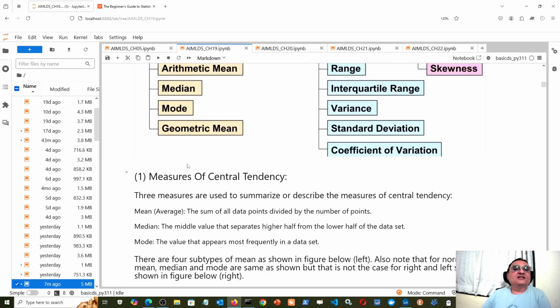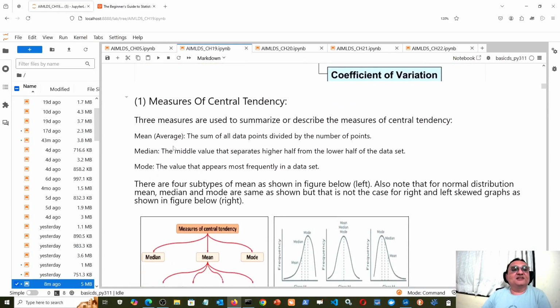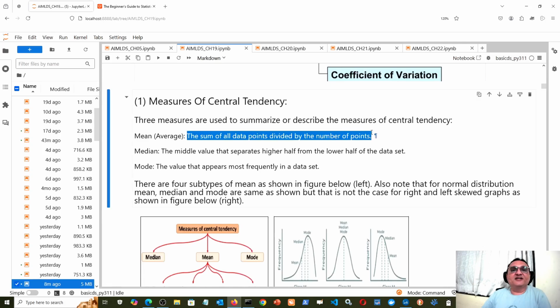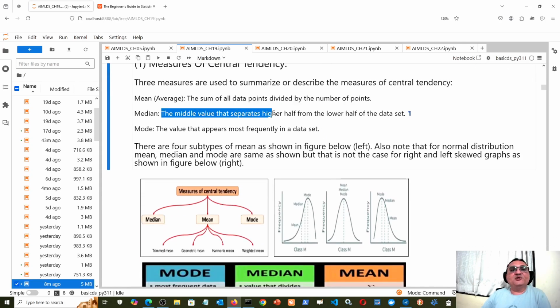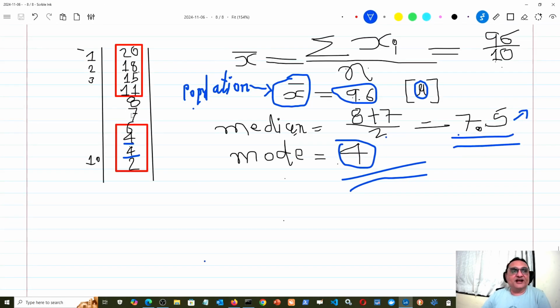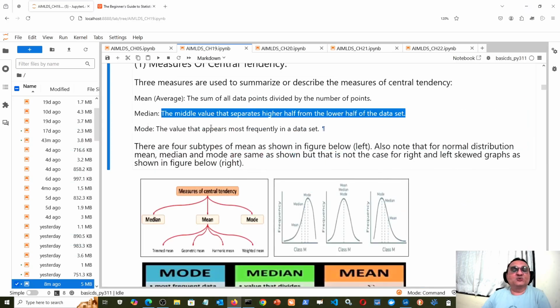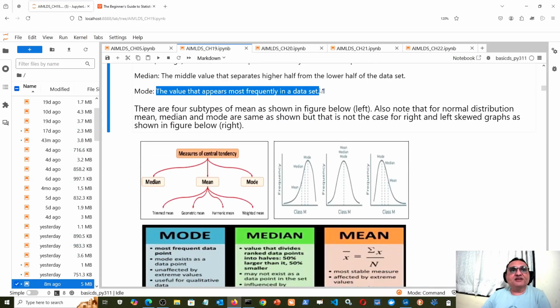Okay, so that is the summary about the arithmetic mean and all that. So the mean is the sum of all data points divided by the number of points. The median is the value which separates the higher half from the lower half of the data set. So I showed that higher half and lower half, and if there are 2 points, then take their average. The value that appears most frequently in the data set, that is the mode.